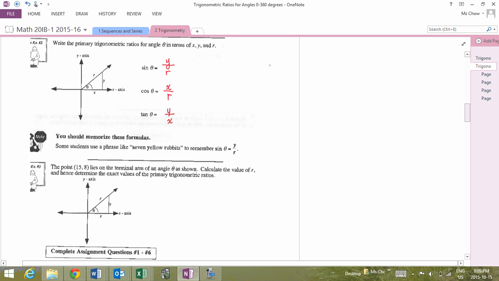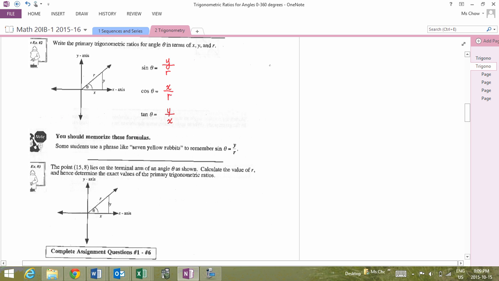And so they indicate that you should memorize these formulas. Some students use a phrase like 7 yellow rabbits to remember. Sine of theta is equal to y over r. And that's kind of up to you. Obviously, it's one of those things that you can memorize, and it's nice to have that at your fingertips. At the same time, drawing that out and quickly running through SOHCAHTOA will also do the trick too.